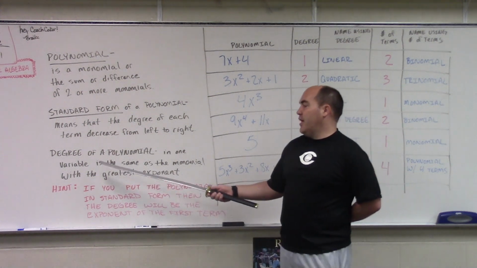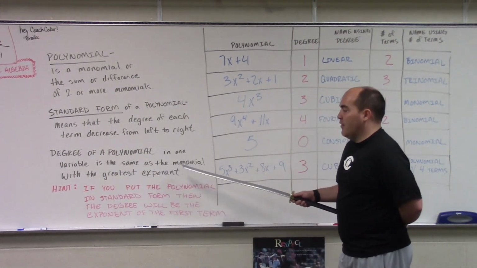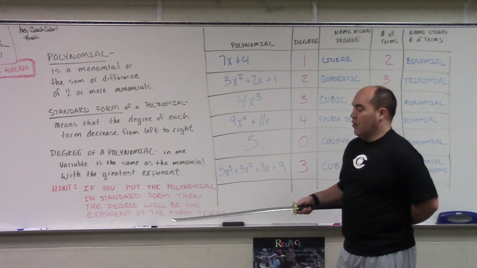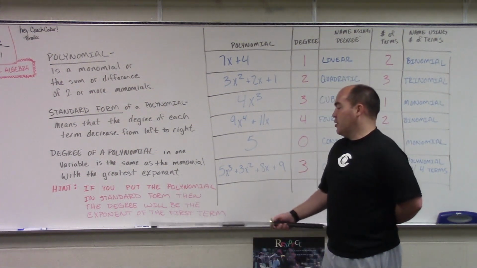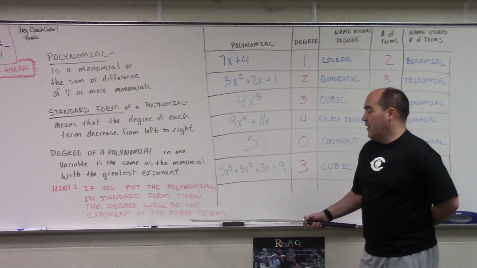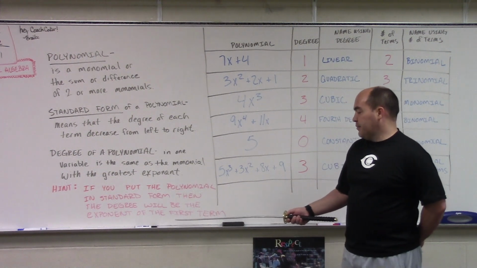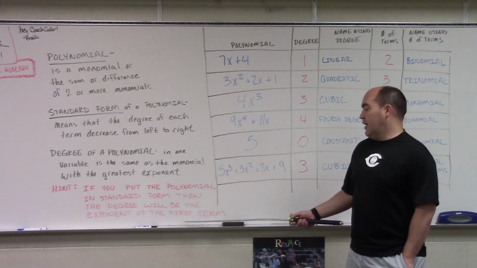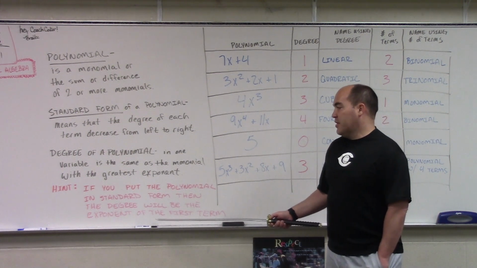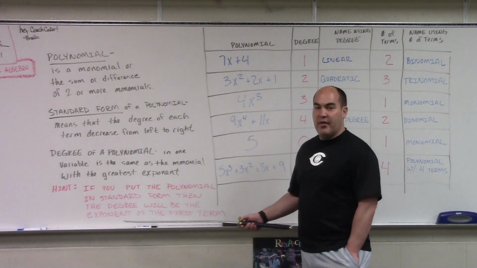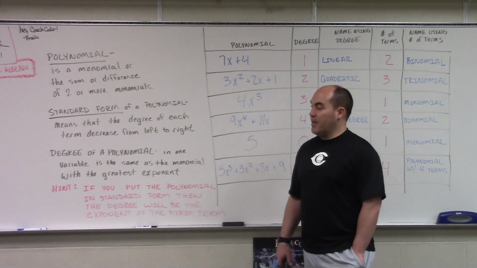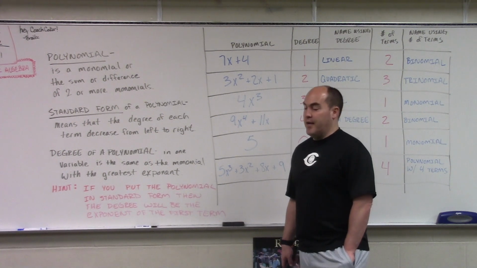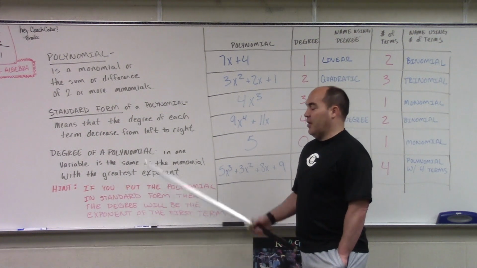And then the degree of a polynomial in one variable is the same as the monomial with the greatest exponent. So, kind of a hint for you, if you just put the polynomial in standard form, then the degree will be the exponent of whatever that first term is. Okay, so it makes it pretty simple to figure out. Once it's in standard form, you just look at whatever that first term is, and there you have it. You're going to look at the exponent and that is going to be the degree of your polynomial.